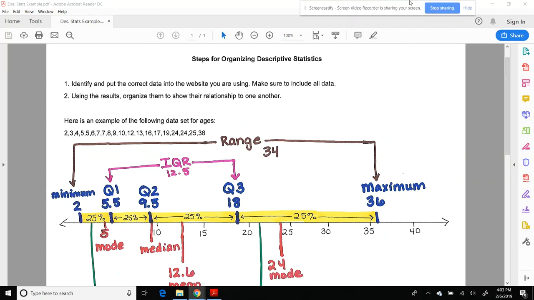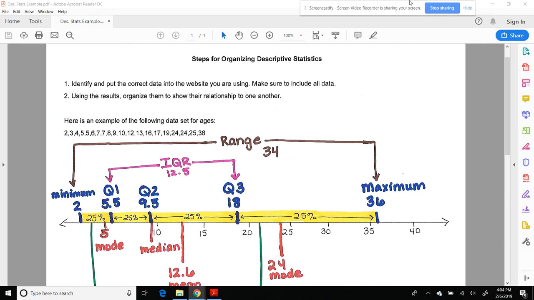Hi, I'm going to make a quick video about the importance of understanding the data once you've got it, either from your calculator or from the website. So what I've done right now is I've been given a data set, I put it into the website, and I got back all the statistics that I needed to get.